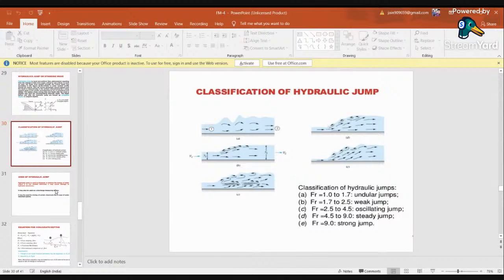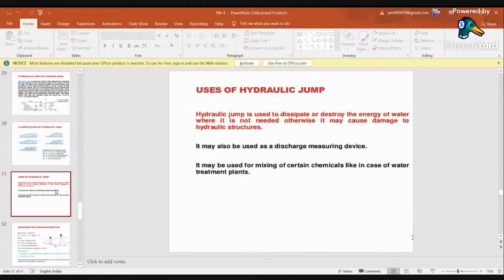See, hydraulic jumps can be artificial in nature. What are the advantages of it? Hydraulic jump is used to dissipate the energy, or to destroy the energy of water where it is needed. Otherwise, it may cause damage to the hydraulic structure.